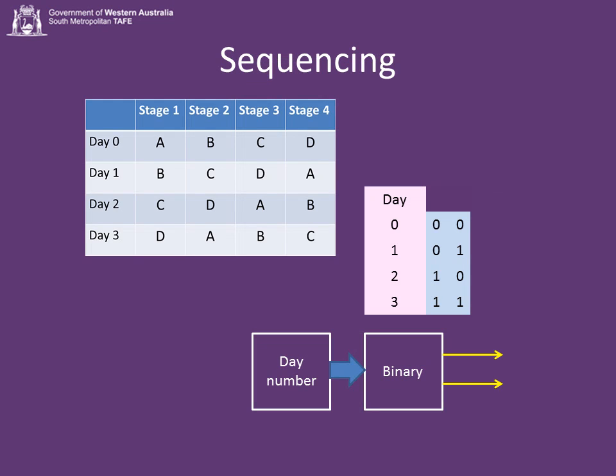Before we sort out the sequencing, we need to generate a day number from 0 to 3. I'll leave it to you to figure this out. It's in the final program. The only important thing is that the day number needs to be converted into its binary form. In other words, 0 goes 0, 0; 1 goes 0, 1; 2 would be 1, 0; and 3 would be 1, 1.